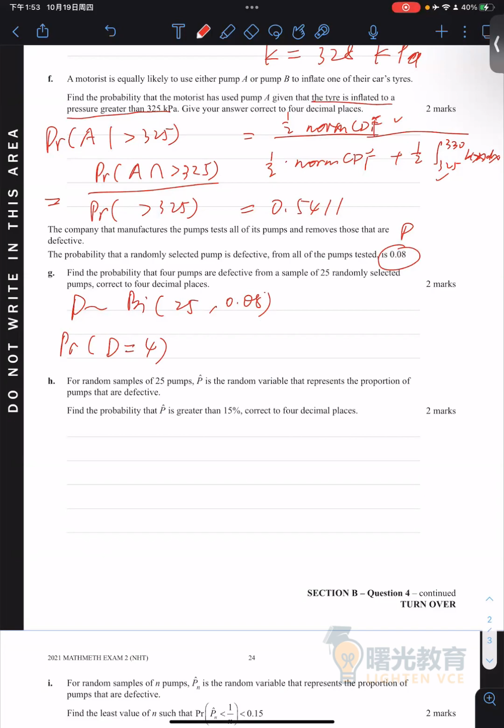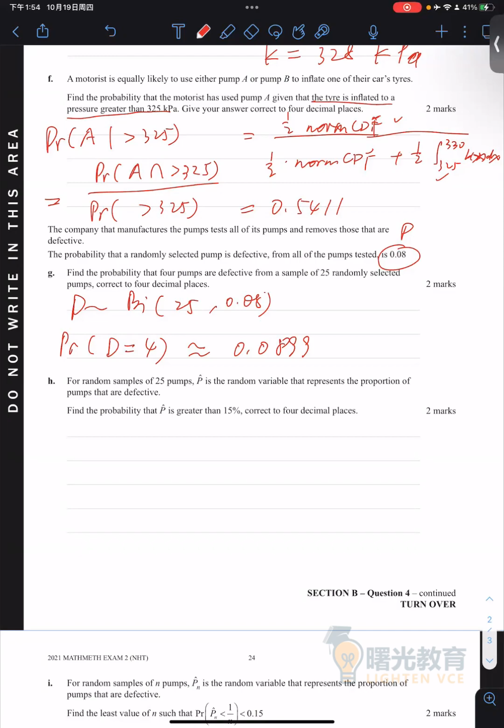So here, we should apply the binomial PDF. And the answer is about 0.0899, to 4 decimal places, 1, 2, 3, 4. That's it. Next, find the sample of 25 pumps.